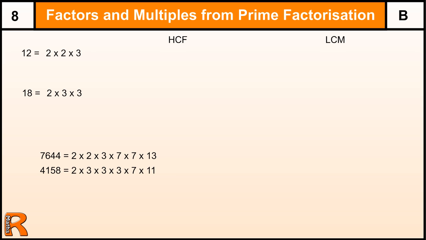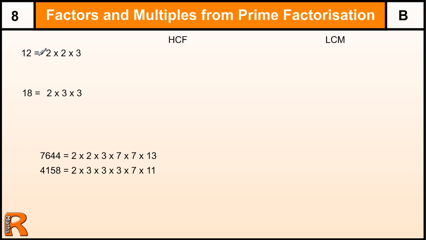Factors and multiples from prime factorisation. Now this is pretty fundamental to how numbers work when they're multiplied and you're finding factors and multiples. But to actually understand it on this level, it's a reasonably high level topic, a grade B level 8 topic.